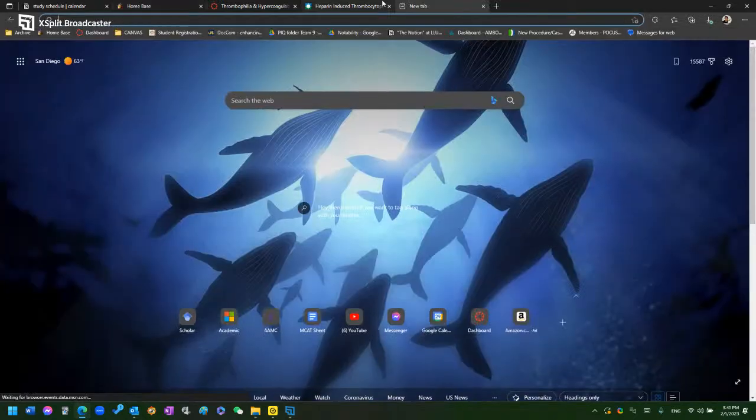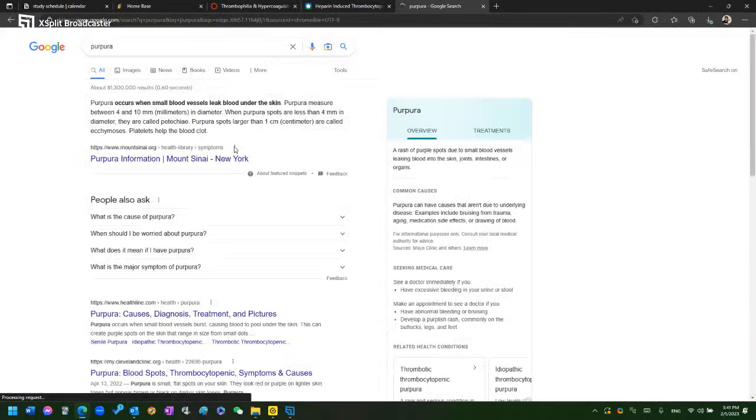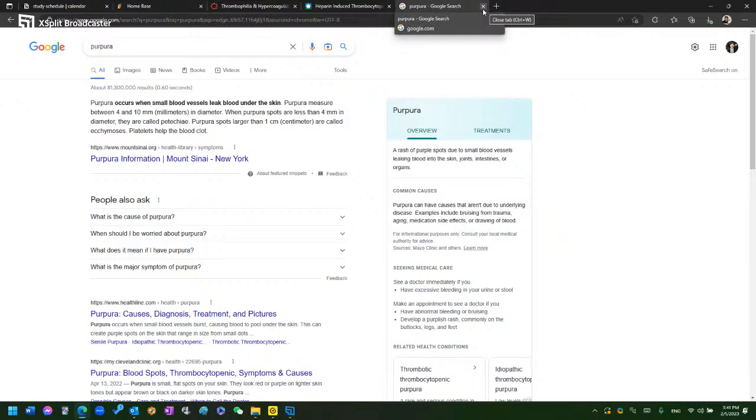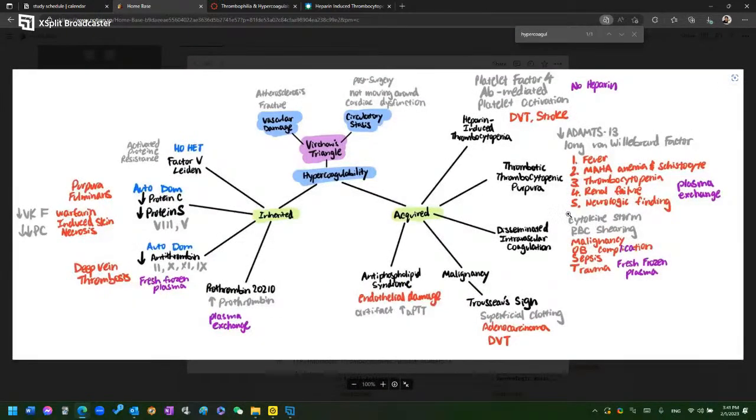So the definition of purpura, I believe, is when it's on the skin. It's leakage at the skin. So it's like bruising. It's a form of bruising. So yes, not enough ADAMTS13, long von Willebrand's factor, and your platelets going crazy, clotting it, and you're going to have a lot of skin-related clotting, but also throughout the body. Pretty scary stuff.